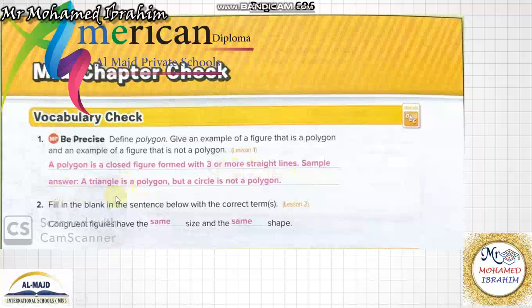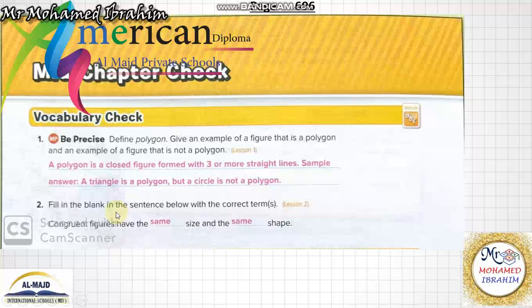For example, triangle, parallelogram, trapezoid, square, rectangle. All these are polygons. We want another shape or figure that is not polygon. Yes, a circle. A circle is not polygon because there is no sides at the circle. It's only a curve.